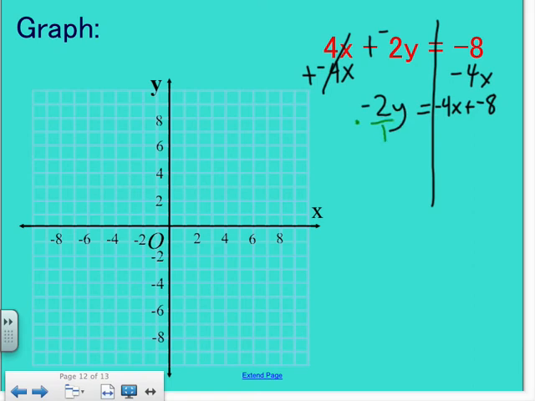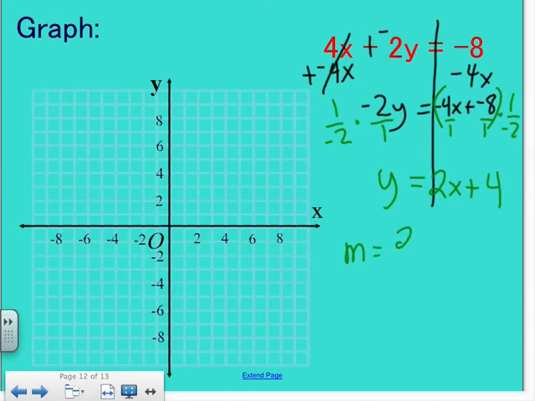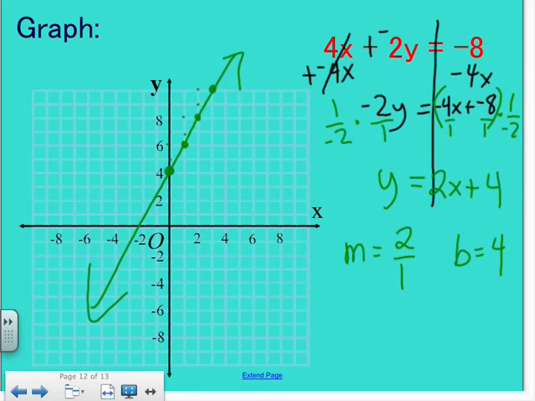Now to get rid of the negative 2, 1 over negative 2, 1 over negative 2. Now don't forget, it's distributing, okay? So these are both over 1. So I end up with y equals negative 4 over negative 2 is 2x, plus negative 8 over negative 2 is 4. So my slope is 2, or 2 over 1, and my y-intercept is 4. So that makes my starting point 4. I'm going up 2 over 1, up 2 over 1, up 2 over 1. Connect my dots, and that's my line.